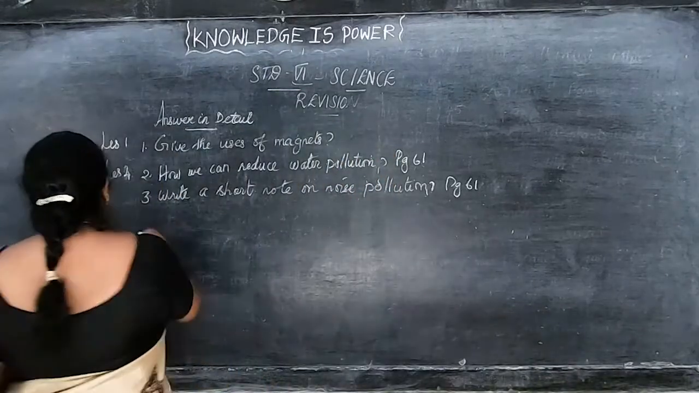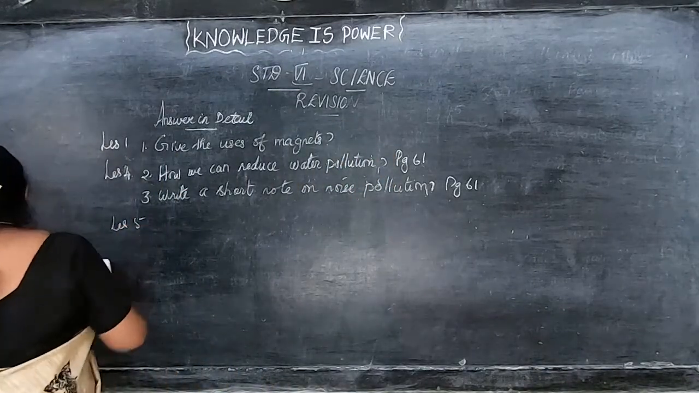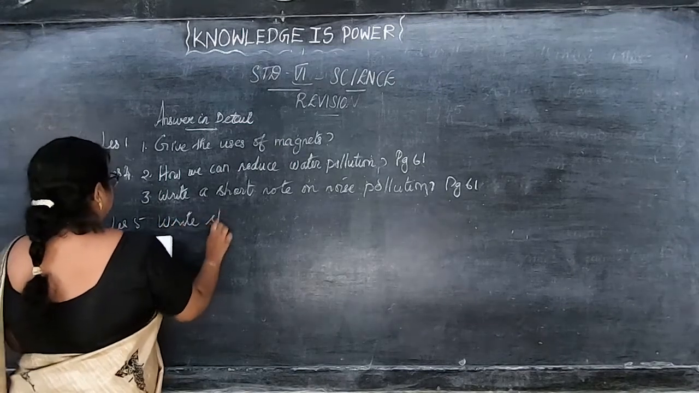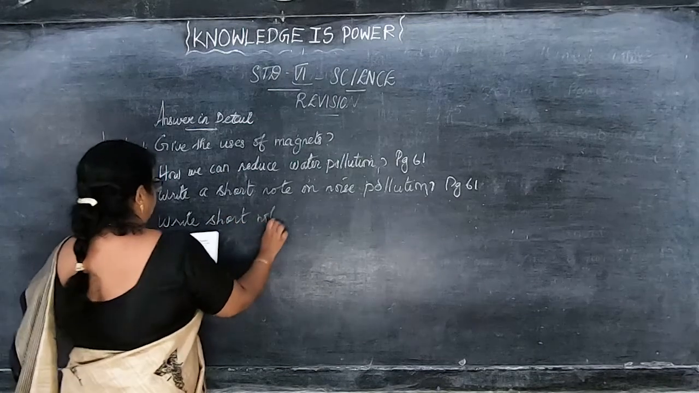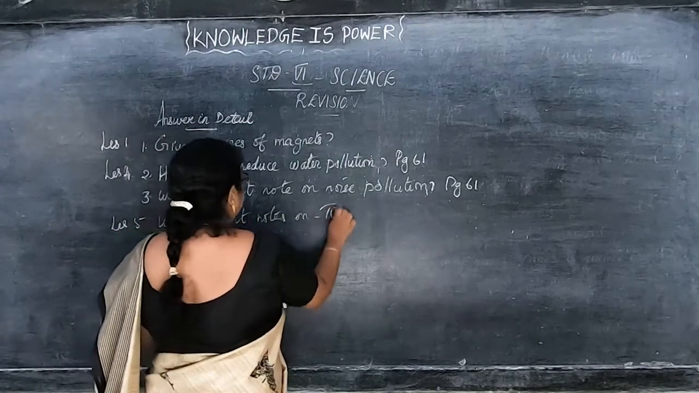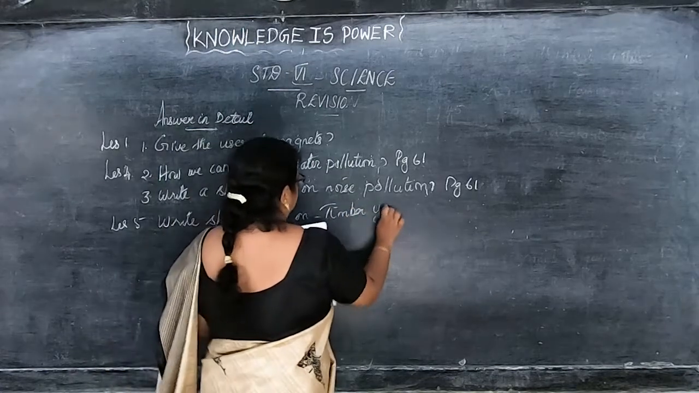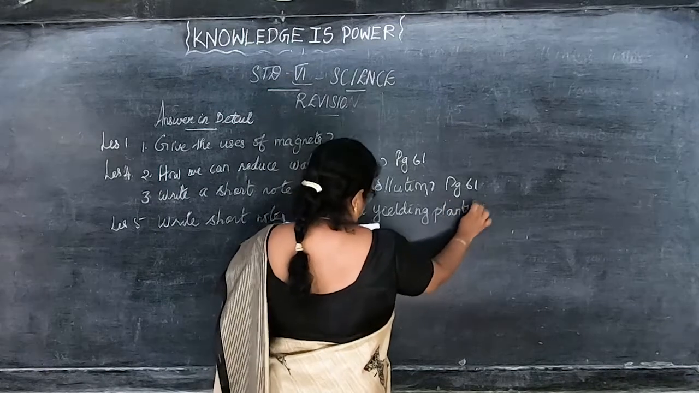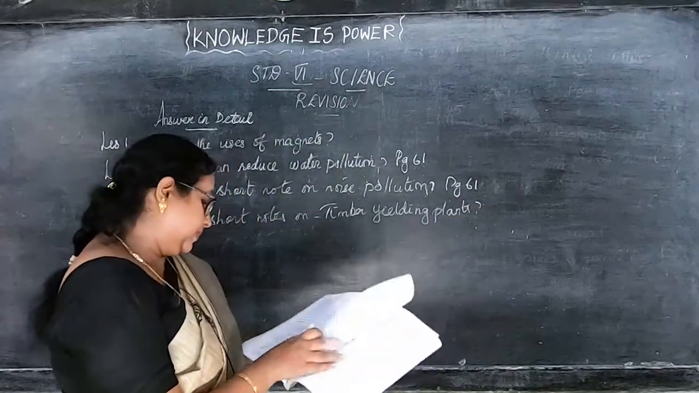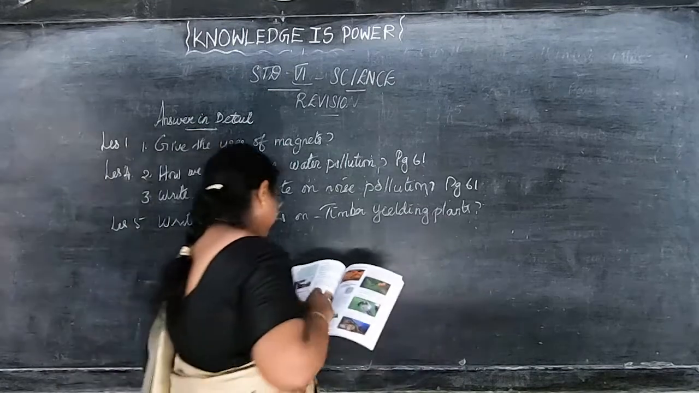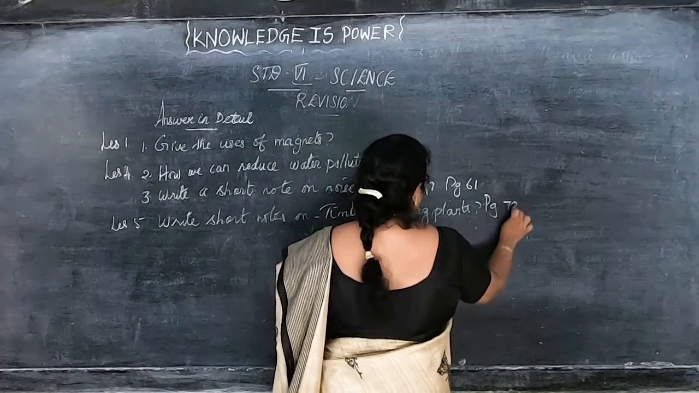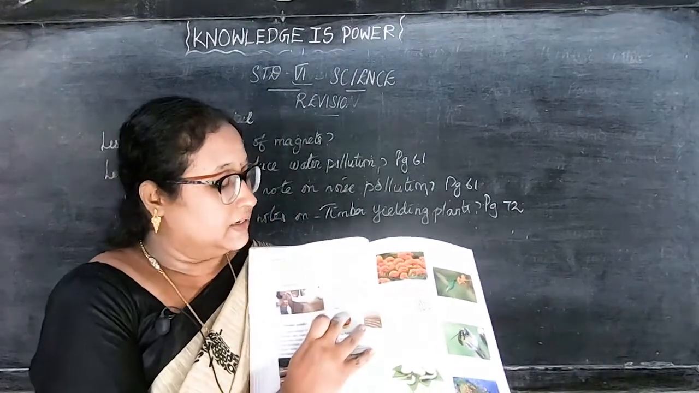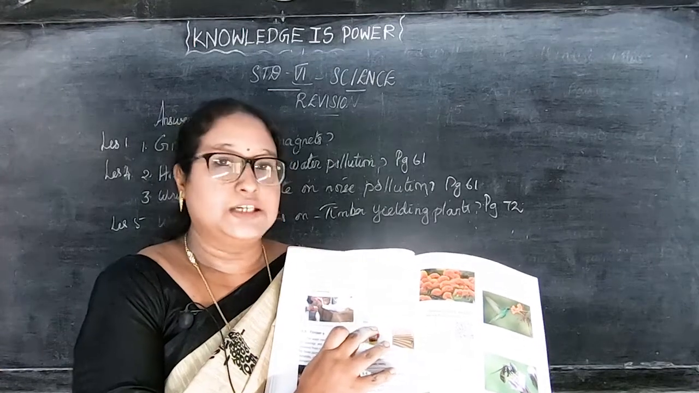Then next you go to the last lesson, lesson 5. In that, on page number 78, you can see, write short notes on timber yielding plants. It is on page number 72. Okay, see on the left side. It starts from here, timber yielding plants, and it finishes here, that is till pine. Okay.